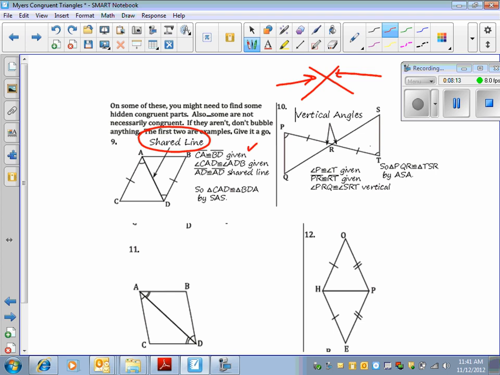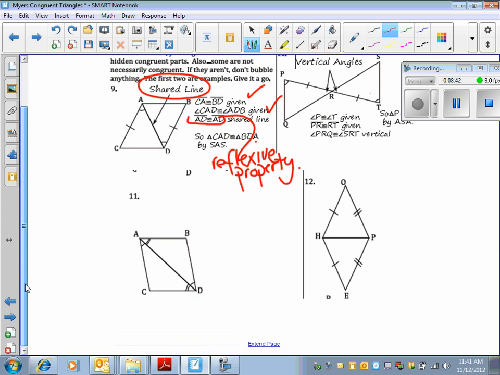Here I identified that CA is congruent to segment BD because it's given. This angle is also given. Why is it given? Because see the markings. Excuse me. AD is congruent to AD. It's a shared line. We also can call that the reflexive property. Okay? So we're going to look at number 11 together.